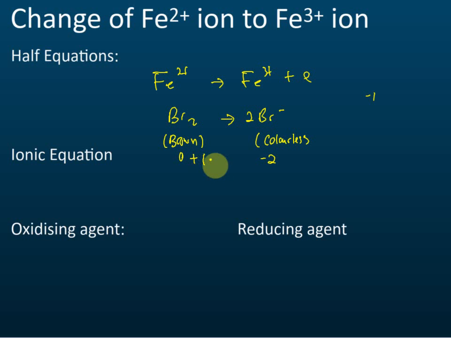We add two electrons to the left. And then the charge becomes negative two. Then now the charge is balanced. So that is how we determine where to put the electrons. We balance the charge.